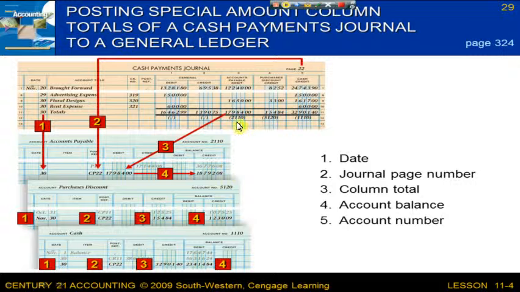Step number 5, we come back up here, and we're going to record the account number so we know that we got this column done. Then we would go over to the purchases discount credit, put it in the credit column, find our total, come back up here. Same thing with cash.